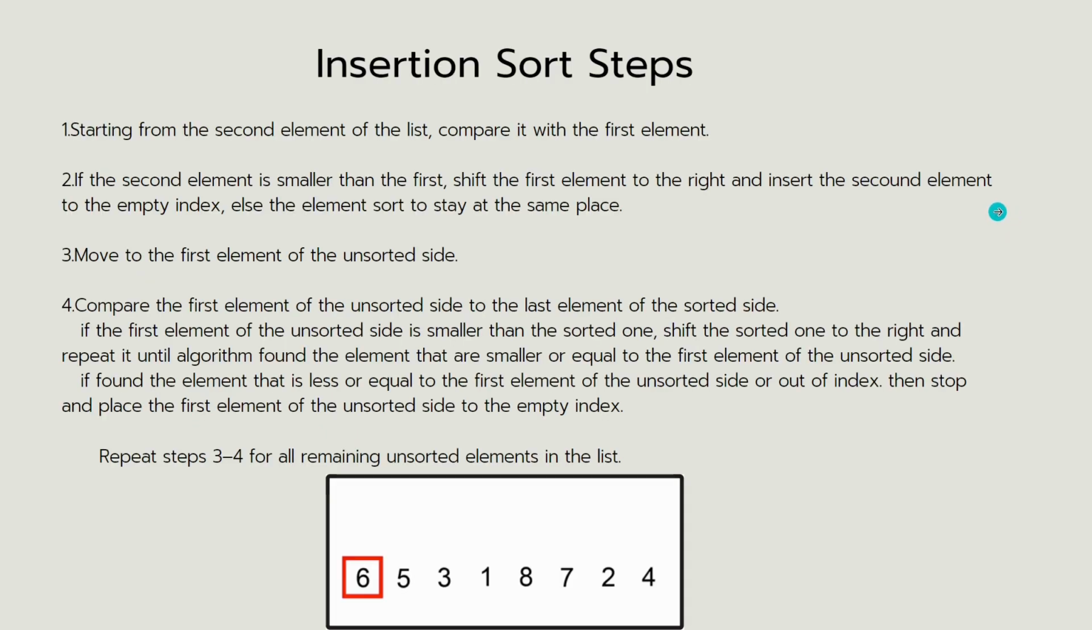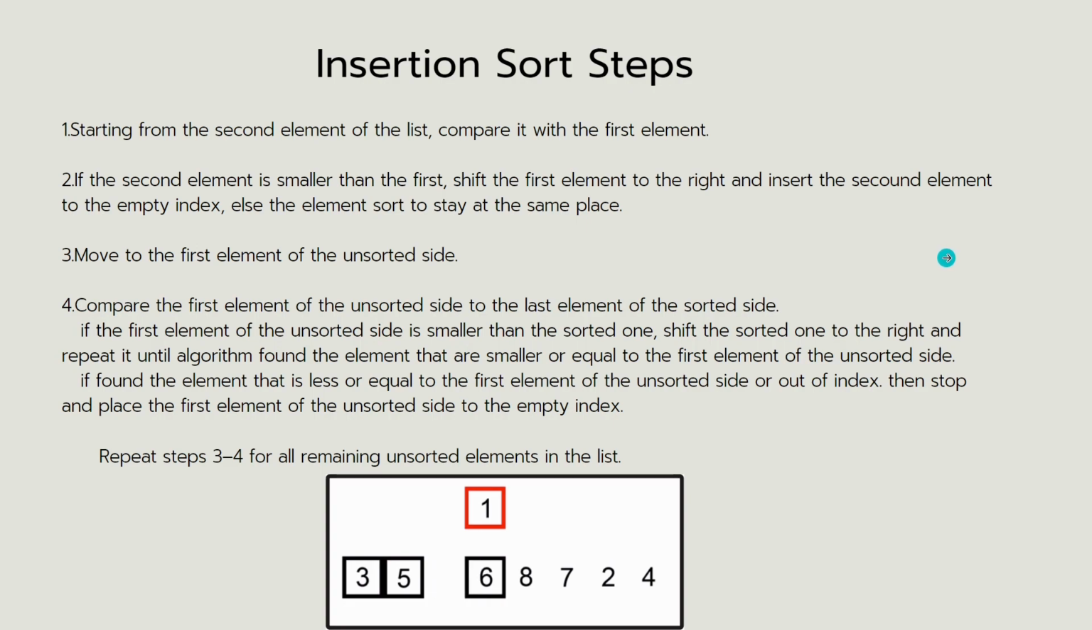Insertion sort steps. First, start from the second element of the list. Compare it with the first element. If the second element is smaller than the first, shift the first element to the right and insert the second element into the empty index. Else, the element stays in the same place. Move the first element of the unsorted side.